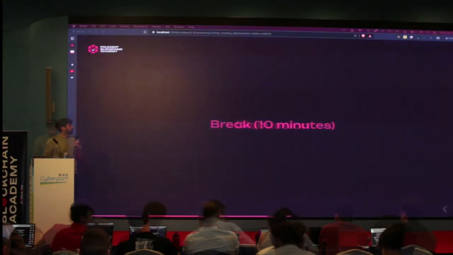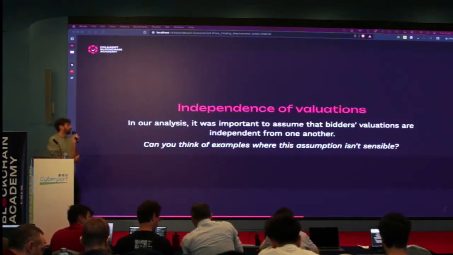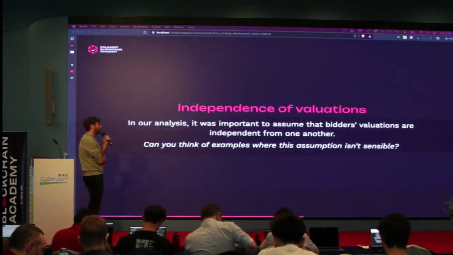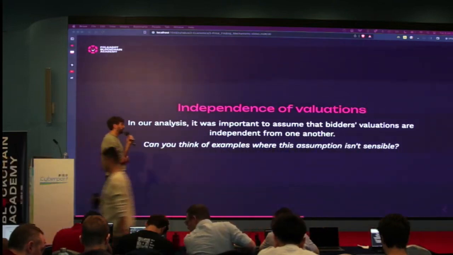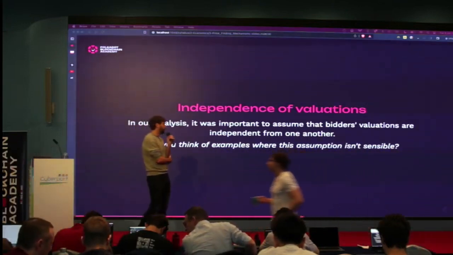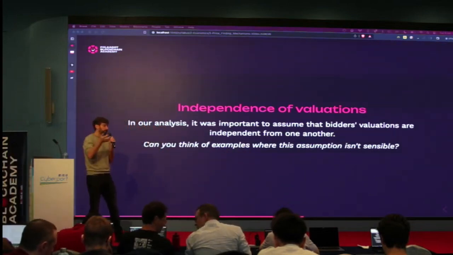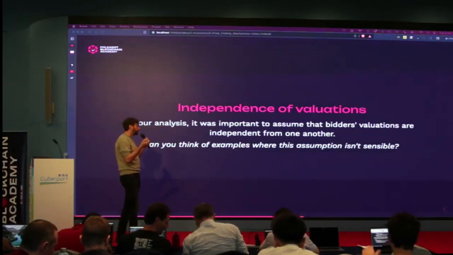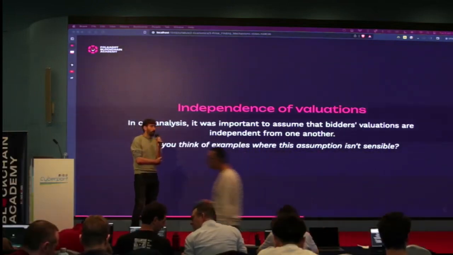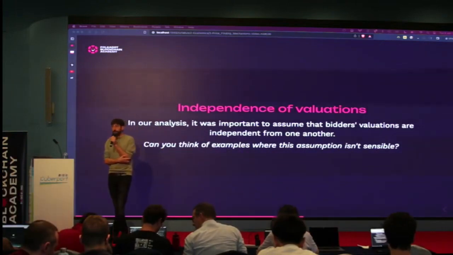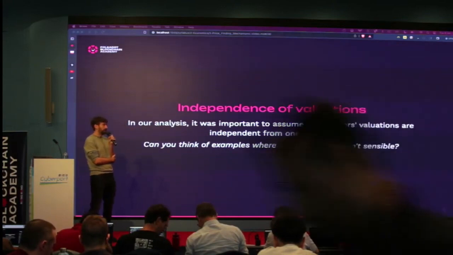All right, let's start a little bit with a discussion. In the model that I showed you, it was important to assume that the bidders' valuations are independent from one another, right? So that the valuation of Alice is not in any way related to the valuation of Bob. Do you think that there are different situations where this assumption might not be sensible in the real world?